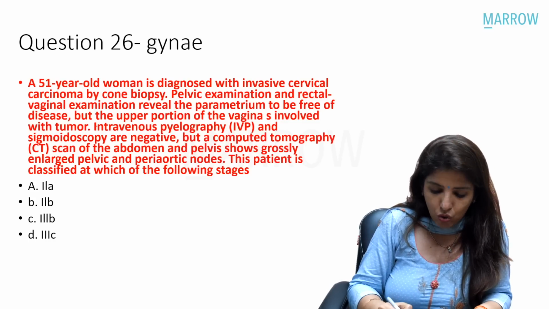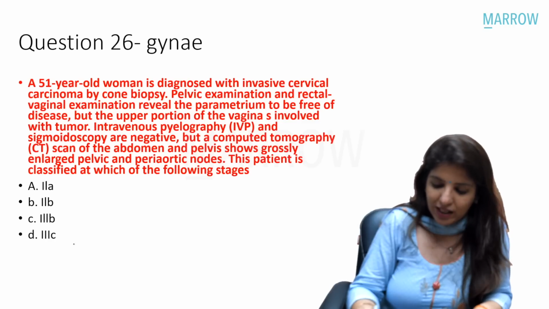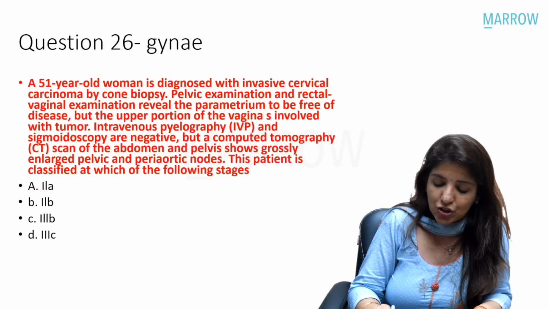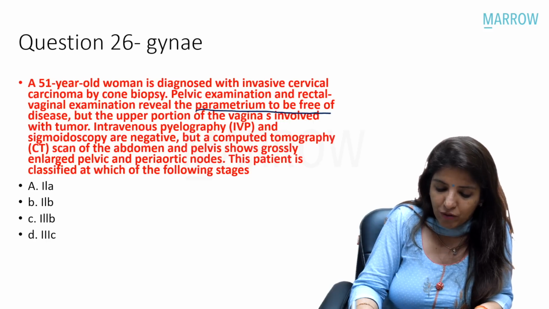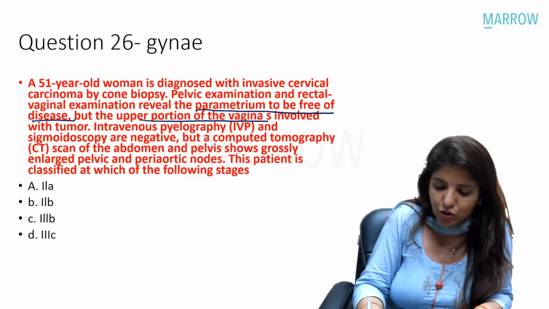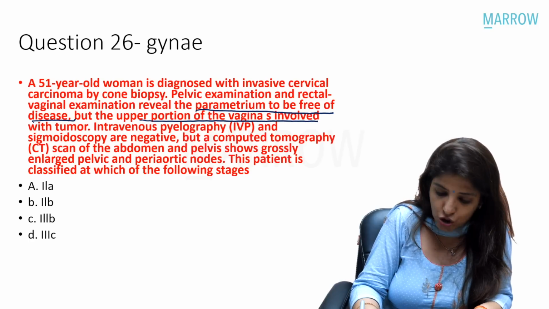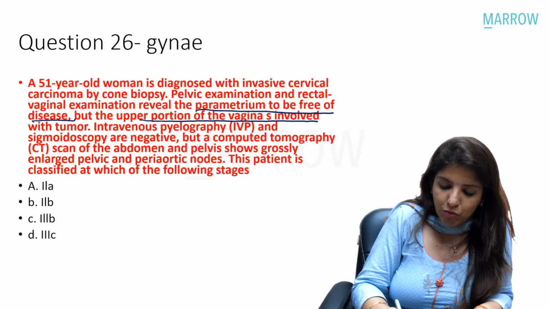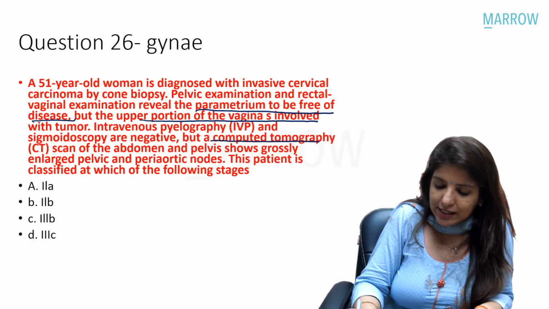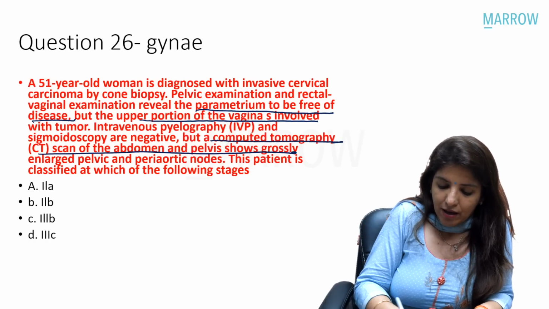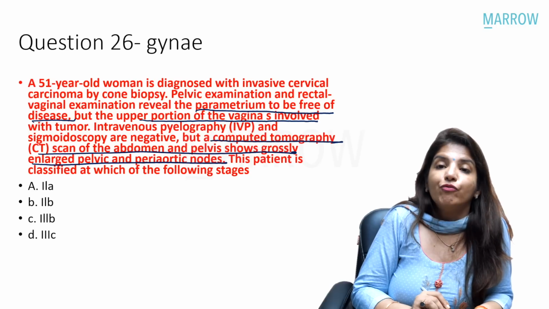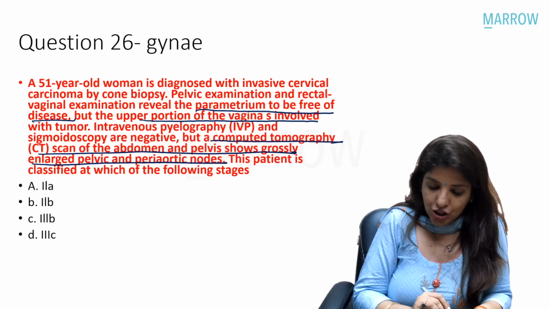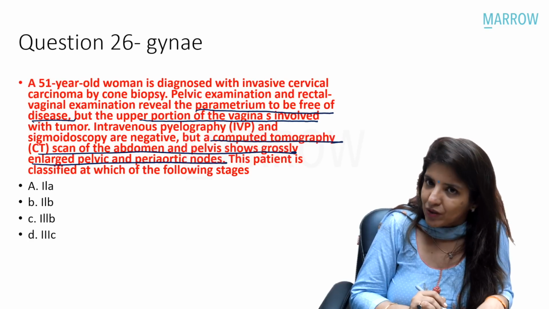A 51-year-old woman is diagnosed with invasive cervical cancer by cone biopsy. Pelvic examination and rectal examination reveal parametrium to be free of the disease, but the upper part of the vagina is involved with the tumor. IVP and sigmoidoscopy are negative, but CT scan shows that pelvic and para-aortic lymph nodes are grossly enlarged. The patient is classified at which of the following stages?